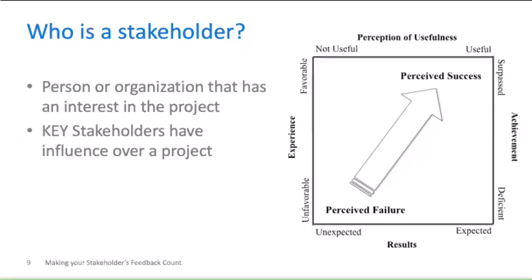So the key stakeholders review the outcomes of the projects along 4 primary dimensions, as I've shown here. First of all, was their experience with the project throughout its implementation favorable or not? Are the results as expected? In other words, the baseline plus the accepted changes. And to what level were the requirements achieved? Were expectations surpassed or deficient? And finally, their perception of the usefulness of the outcomes of the project, was that positive or negative? Do they deem this to be useful or not?